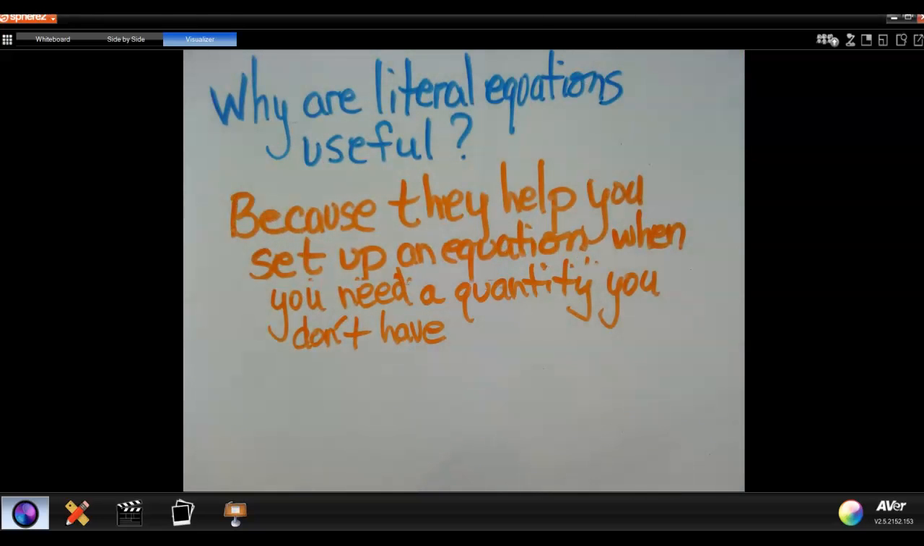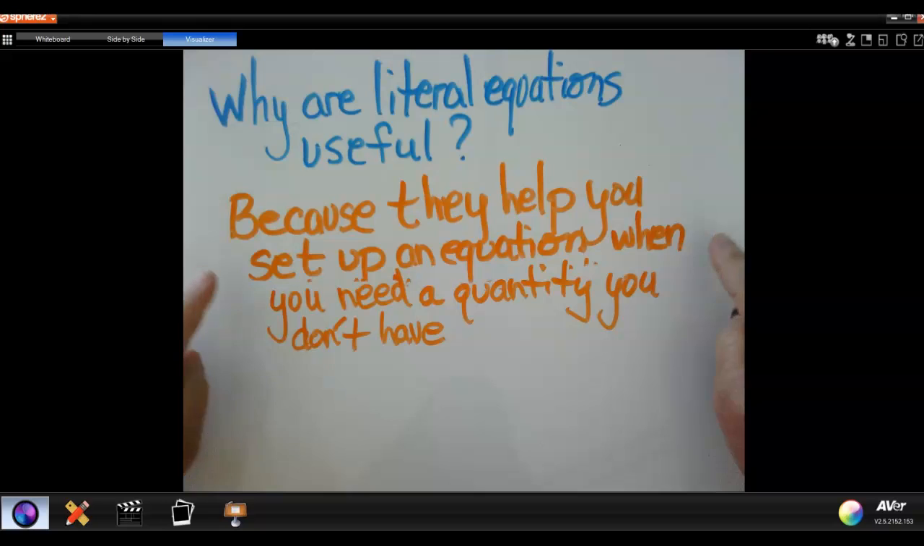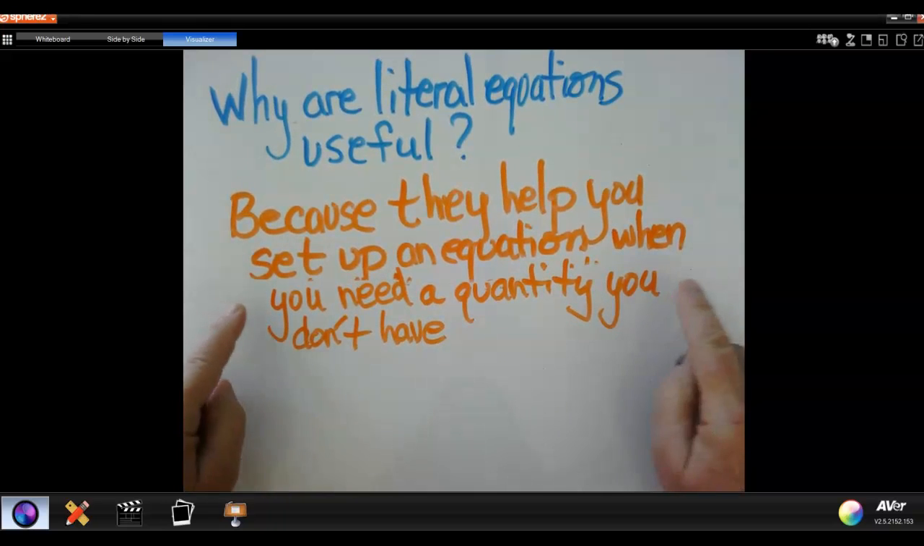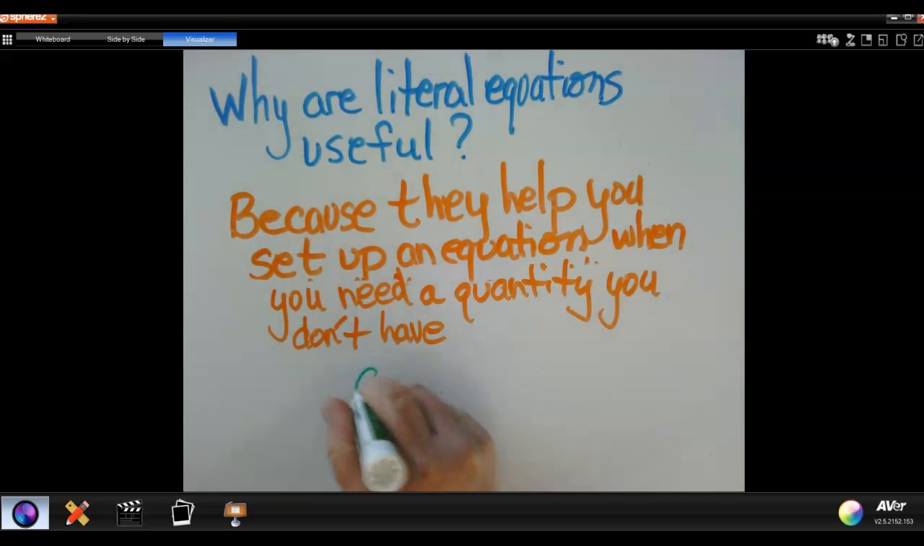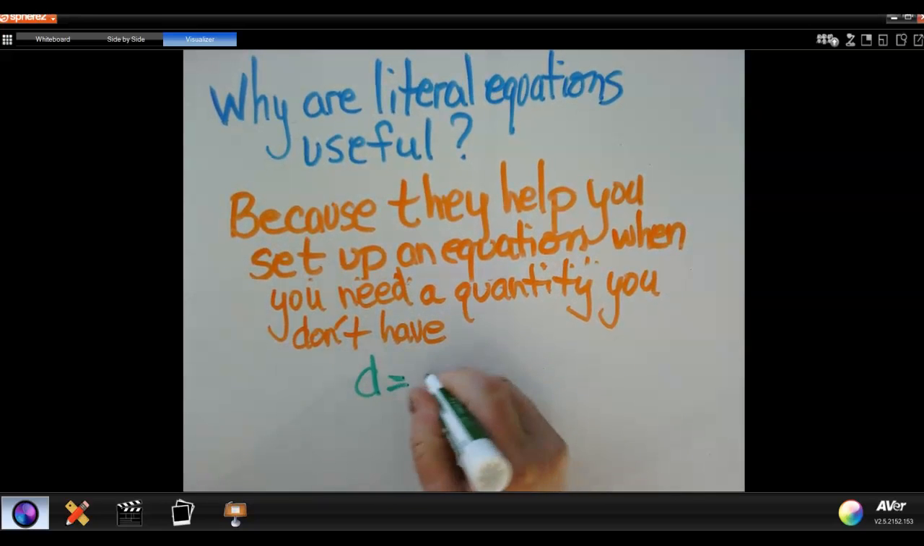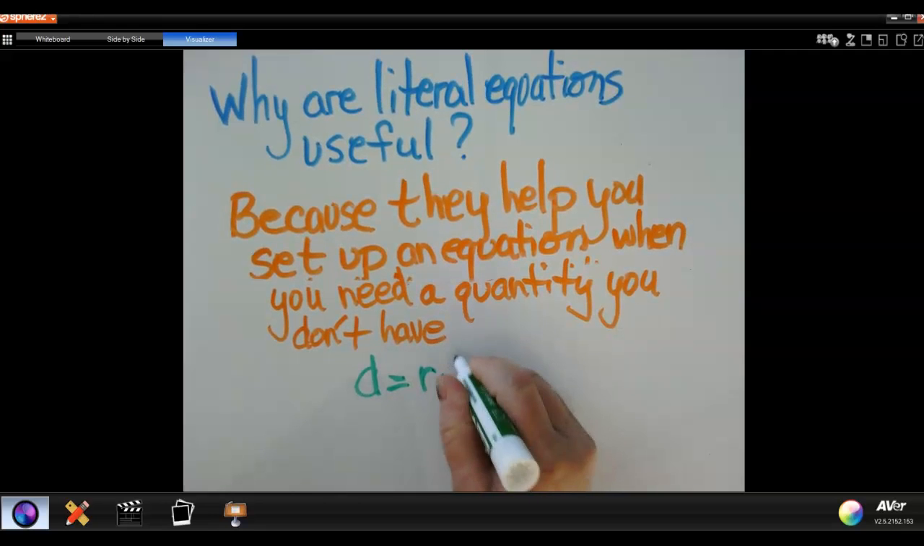So, why are literal equations useful? Because they help you set up an equation when you need a quantity you don't have. Let's use a very simple example. Our distance equals rate times time.